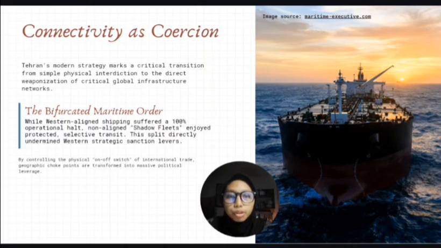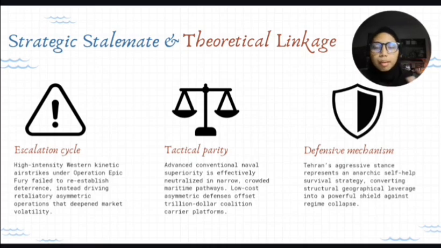Now we observe the heavy utilization of shadow fleets, and I quote, shadow fleets on flags of convenience, tankers operating under alternative insurance networks to keep specific oil and commodities corridors flowing. Essentially, geography and infrastructure were manipulated to project power, imposing massive economic penalties on adversaries while maintaining vital economic lifelines for allies. Okay, finally, now let us examine the outcome and its theoretical alignment.